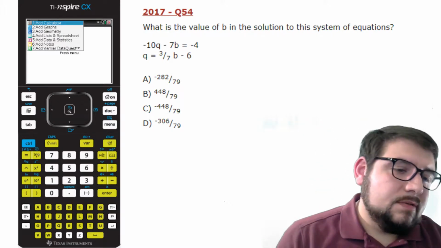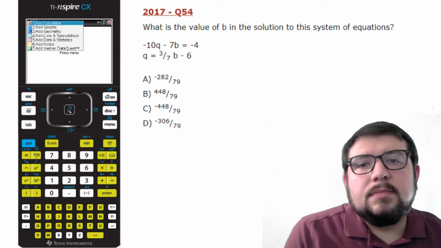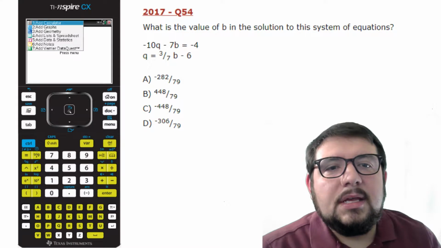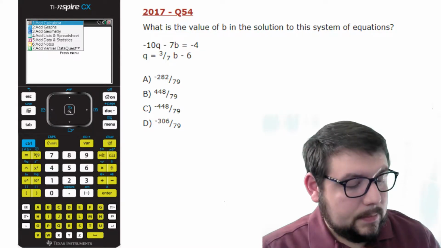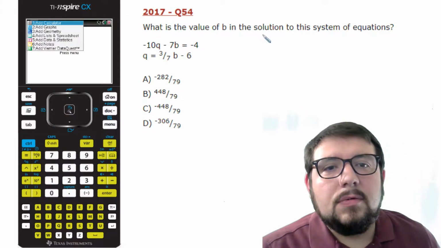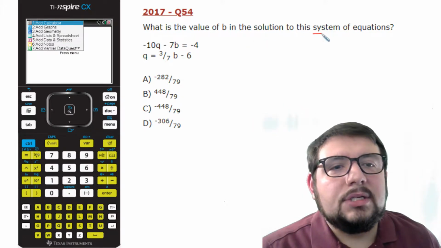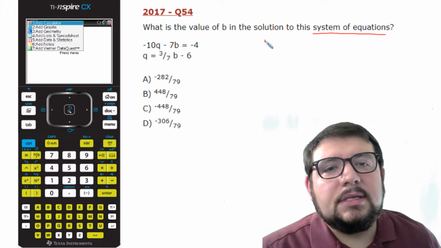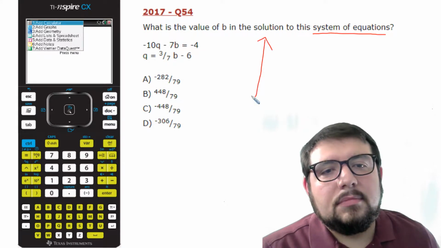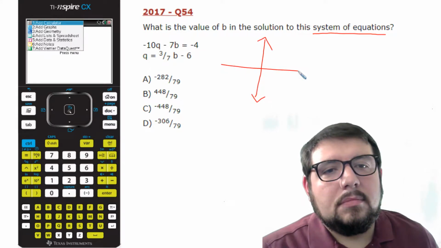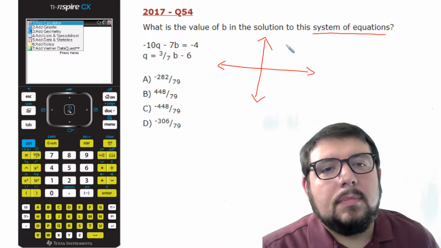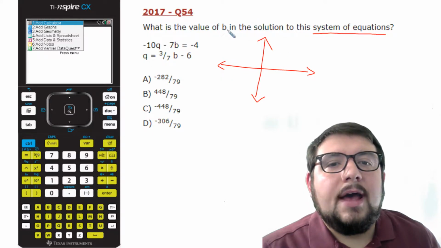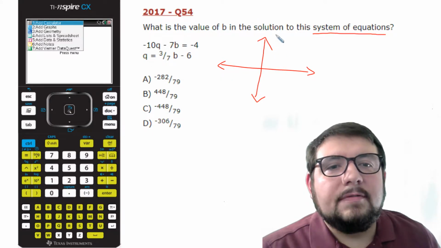In this question, question 54, it tells us, what is the value of b in the solution to a system of equations? So what am I going to do? Well, what is a system of equations? That's the first question. A system is basically a graph where we have two lines graphed.